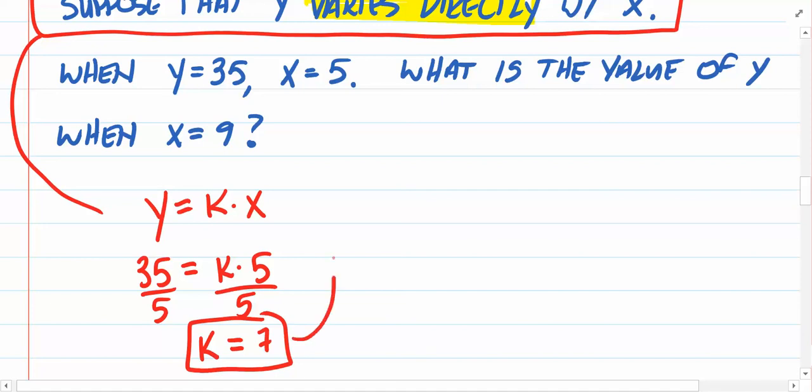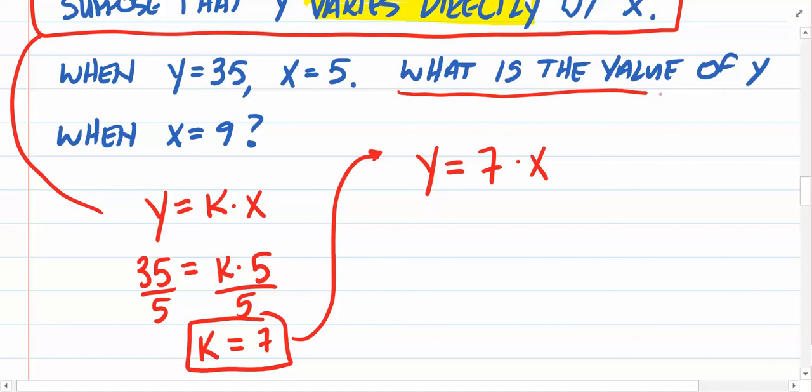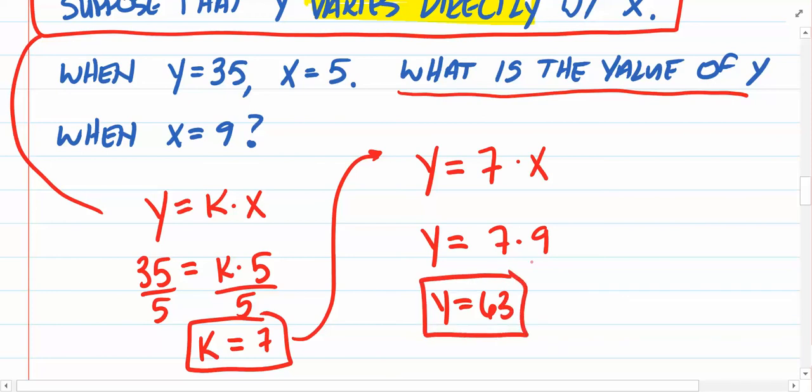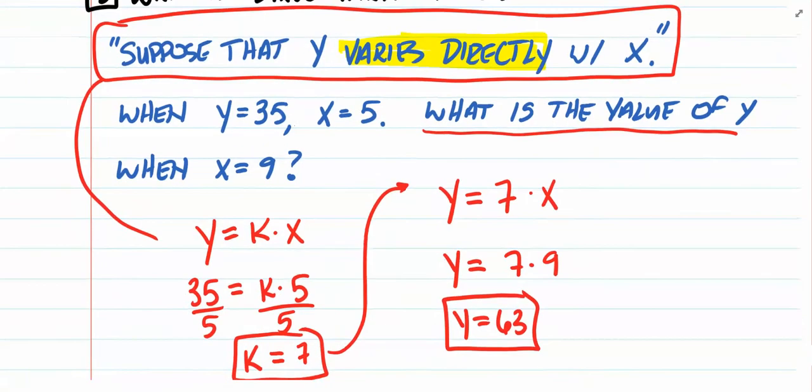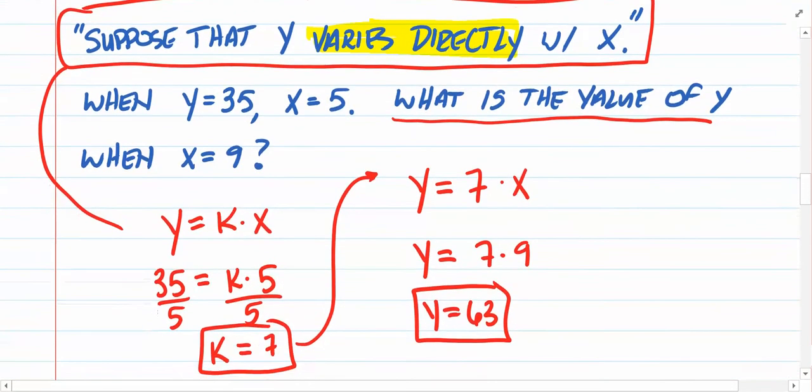So now I take this information and I'm allowed to say, okay, every y is worth 7 of my x's. That's what that means for direct variation, because the k is 7. Then it says, what is the value of y when x is equal to 9? So I plug in 7 times 9, and I want to know the y value. 7 times 9 gives me 63. So therefore, y would be 63 when x is equal to 9, assuming that y varies directly with x, and that when y is 35, x is 5.